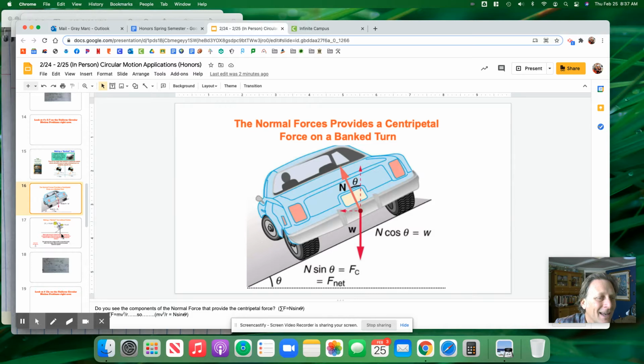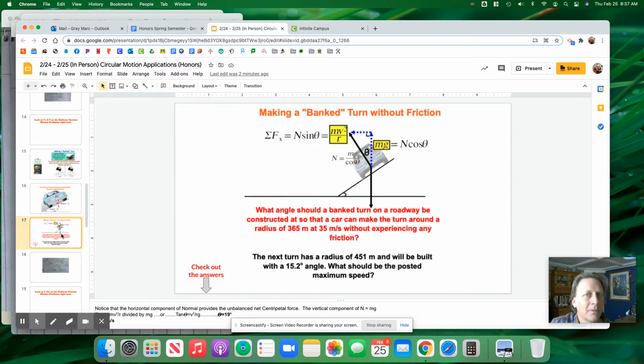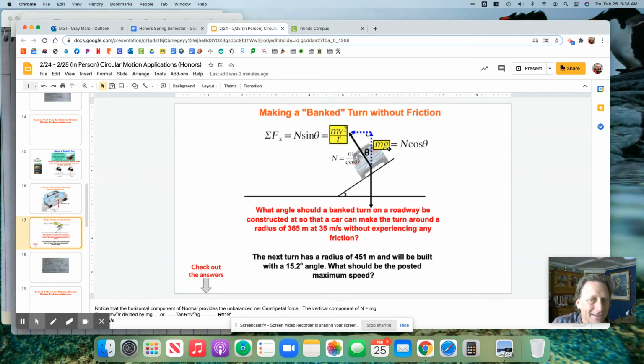Okay, now when we look at how to break up this problem and actually solve questions with it, you need to realize that the mg, the weight of the car, is equal to the y component of the normal force. And so what I do is I take that y component called N cosine of theta, and I replace it with its equivalency of mg. And the sine component of the normal force is unbalanced. It's by itself. It's providing the centripetal force. And so I notice my net force, which is supplied by N sine of theta, is the centripetal force.